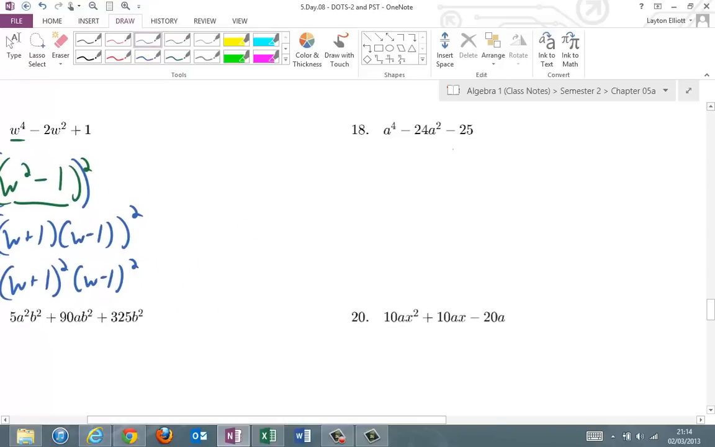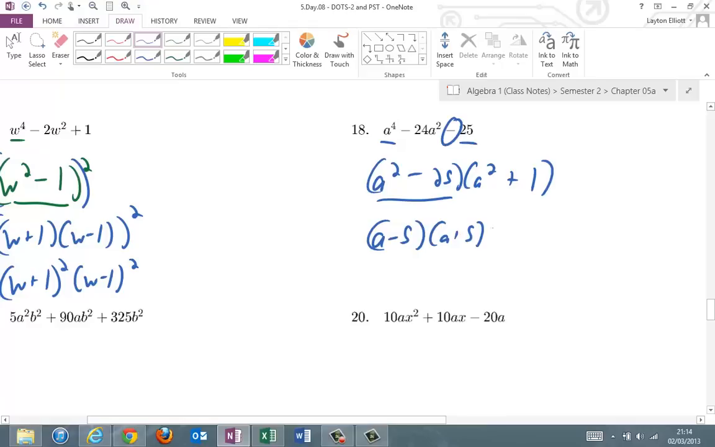Number 18, if I factor this, I might be tempted to do this as a perfect square trinomial because that's a perfect square and that's a perfect square, but it's not. That's a minus. So this is going to become a squared and a squared, and then I have 25 and 1. Minus 25 plus 1 gets me to where I need to be. Furthermore, that a squared minus 25 is a difference of two squares. So that's a minus 5, a plus 5, and then I have a squared plus 1.